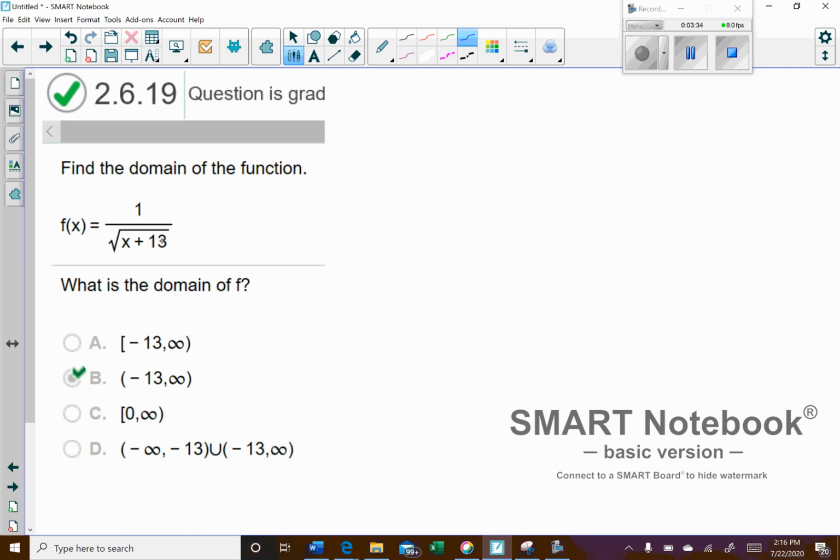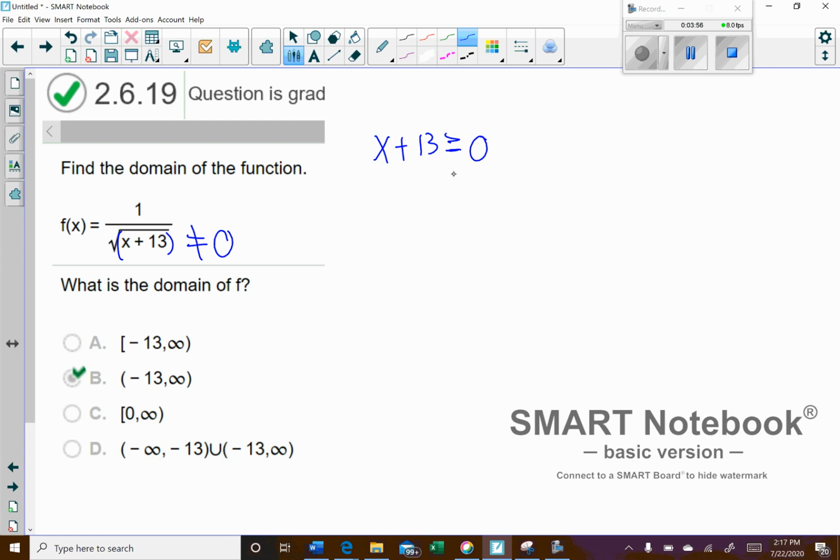Also, you don't want it to be 0 though either, right? So inside the radical sign, you want that to always stay positive. So you want x plus 13 to always be greater than, typically greater than or equal to 0. But the problem is the denominator cannot equal 0, right? You don't want to divide by 0.